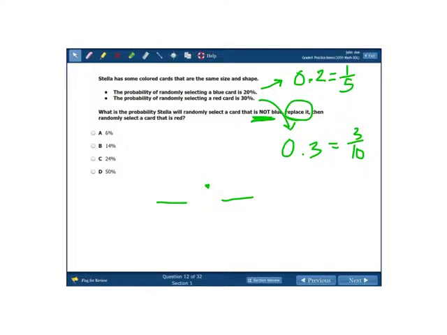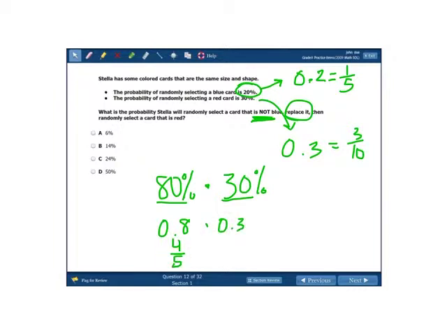Not blue. If you have a 20% chance that the card will be blue, then you have an 80% chance that the card will not be blue. And then we already know for red that it's 30%. But we can't multiply 80 times 30 because that's not what we're doing here. That's not how we deal with percents. We would change them either to decimals or fractions.